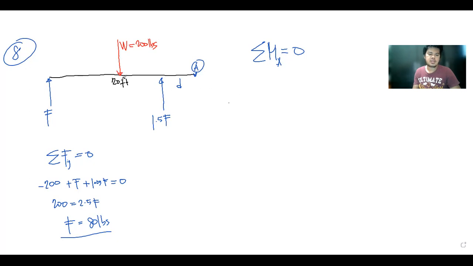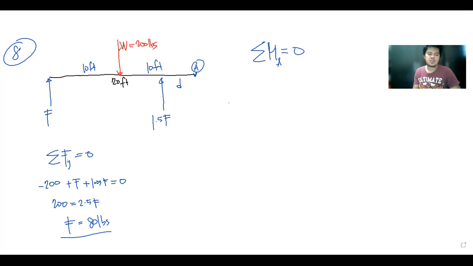So again, moment is equal to force multiplied by the perpendicular distance d. Since the weight is concentrated at the centroid, the length from this end to the middle is 10, and might as well 10 feet also in the side. Okay, so we take moment.